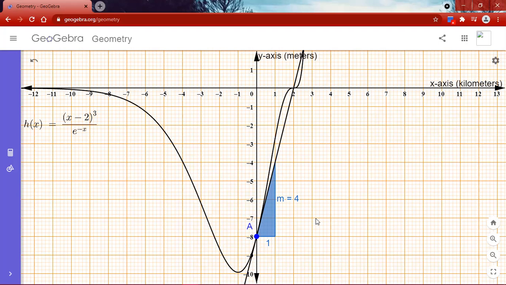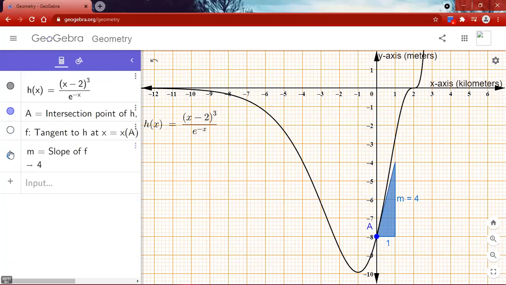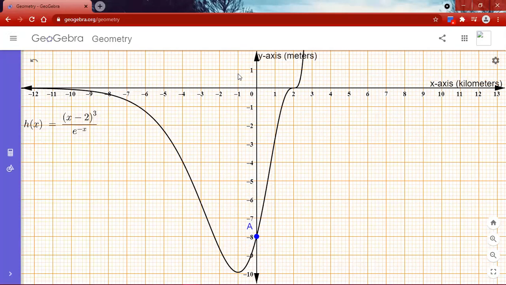Good. So remember that we stated that the limit of h of x as x approaches 2 is equal to 0. And you can clearly see that as well. So let me take off the tangent line and the gradient. Good. If you remember your knowledge from limits, in order for the limit of h of x as x approaches 2 to be defined, it means that the limit of h of x as x approaches 2 from the left must be equal to the limit of h of x as x approaches 2 from the right.